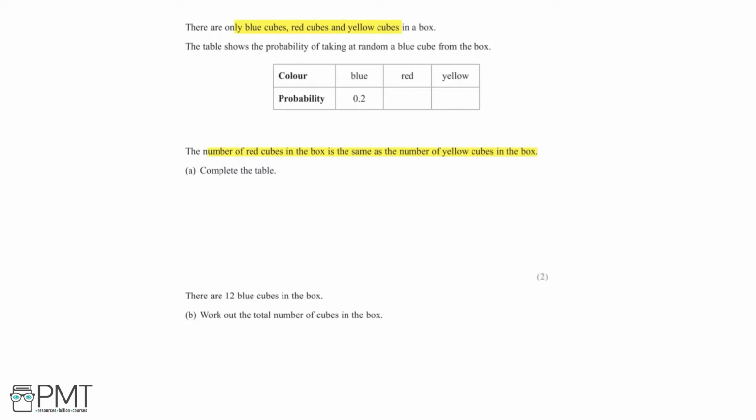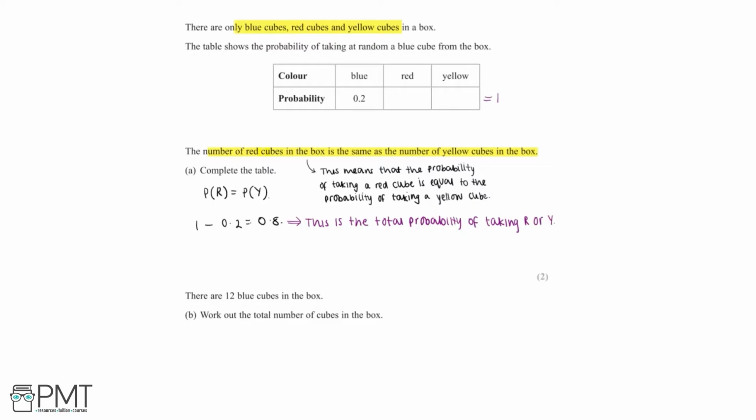Now we know that the sum of probabilities is equal to 1. Since we're told that the number of red cubes in the box is the same as the number of yellow cubes in the box, we can say that the probability of taking a red cube is equal to the probability of taking a yellow cube. So let's start by doing 1 take away 0.2, which is equal to 0.8. And so we can say that 0.8 is the total probability of taking red or taking yellow.